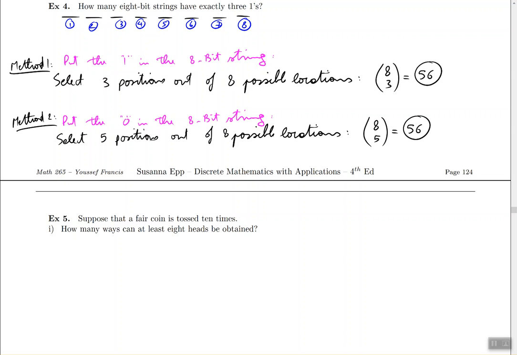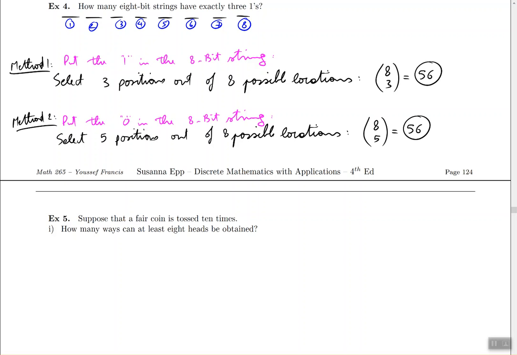Example 5 is similar to example 4 in a way, because in example 5 we're going to be tossing a coin and recording whether it's going to land heads or tails. And example 4 basically had an 8-bit string, and the bits could either be 0 or 1. So heads or tails, 0, 1, it's pretty much the same thing, okay?